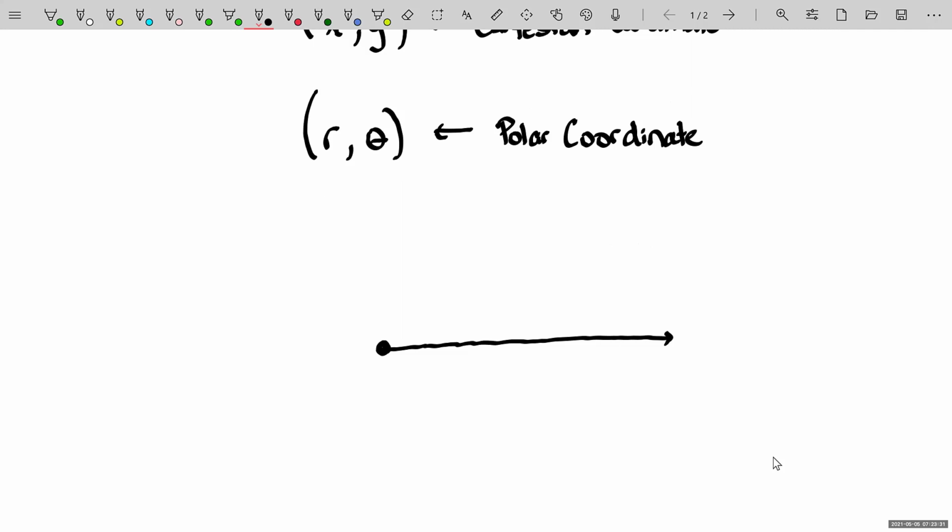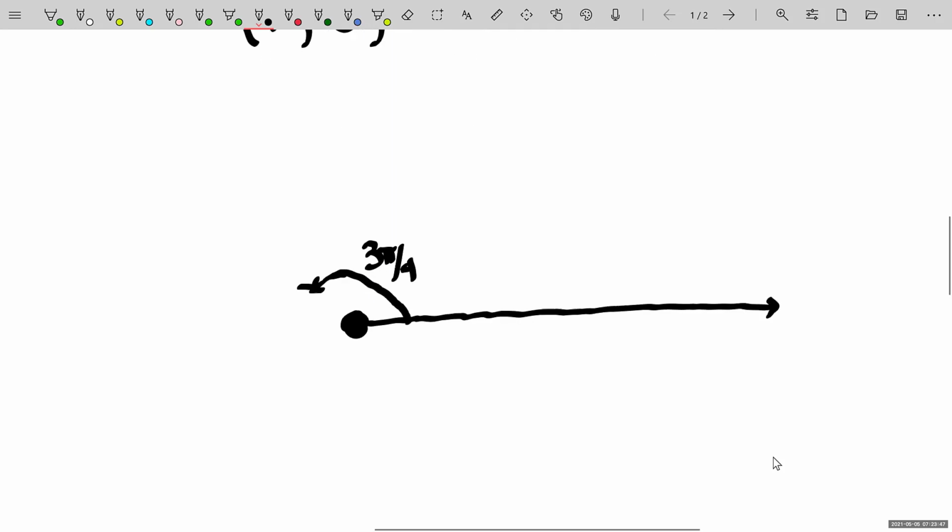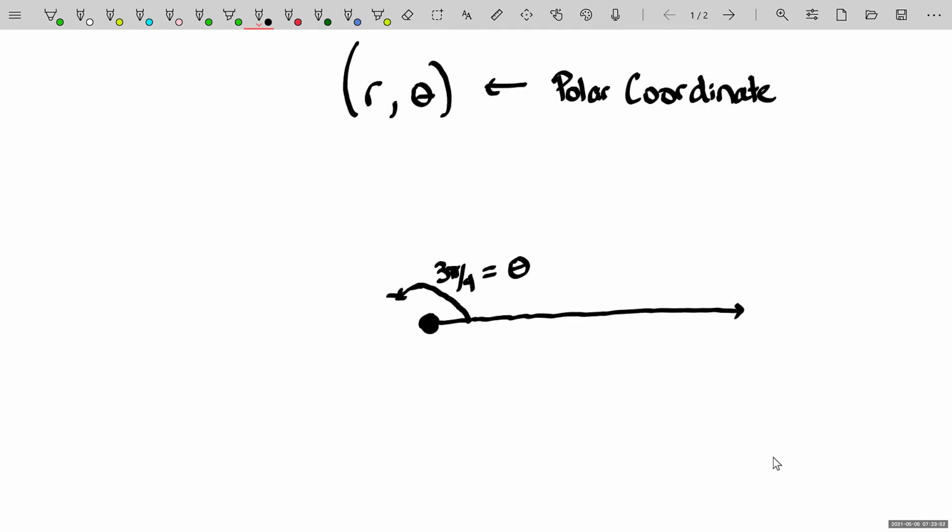I teach it that you first, because you're always standing at the pole initially, you first turn through an angle. So let's say that you want to turn through an angle of 3 pi over 4. Let's just pretend 3 pi over 4. That's what the, geez, my ink is really bad today. That's what the angle is that you just turn through. And then let's say you want to step out 2 units. So if that's 2 units and you turn through an angle of 3 pi over 4, that point would be called 2 comma 3 pi over 4.